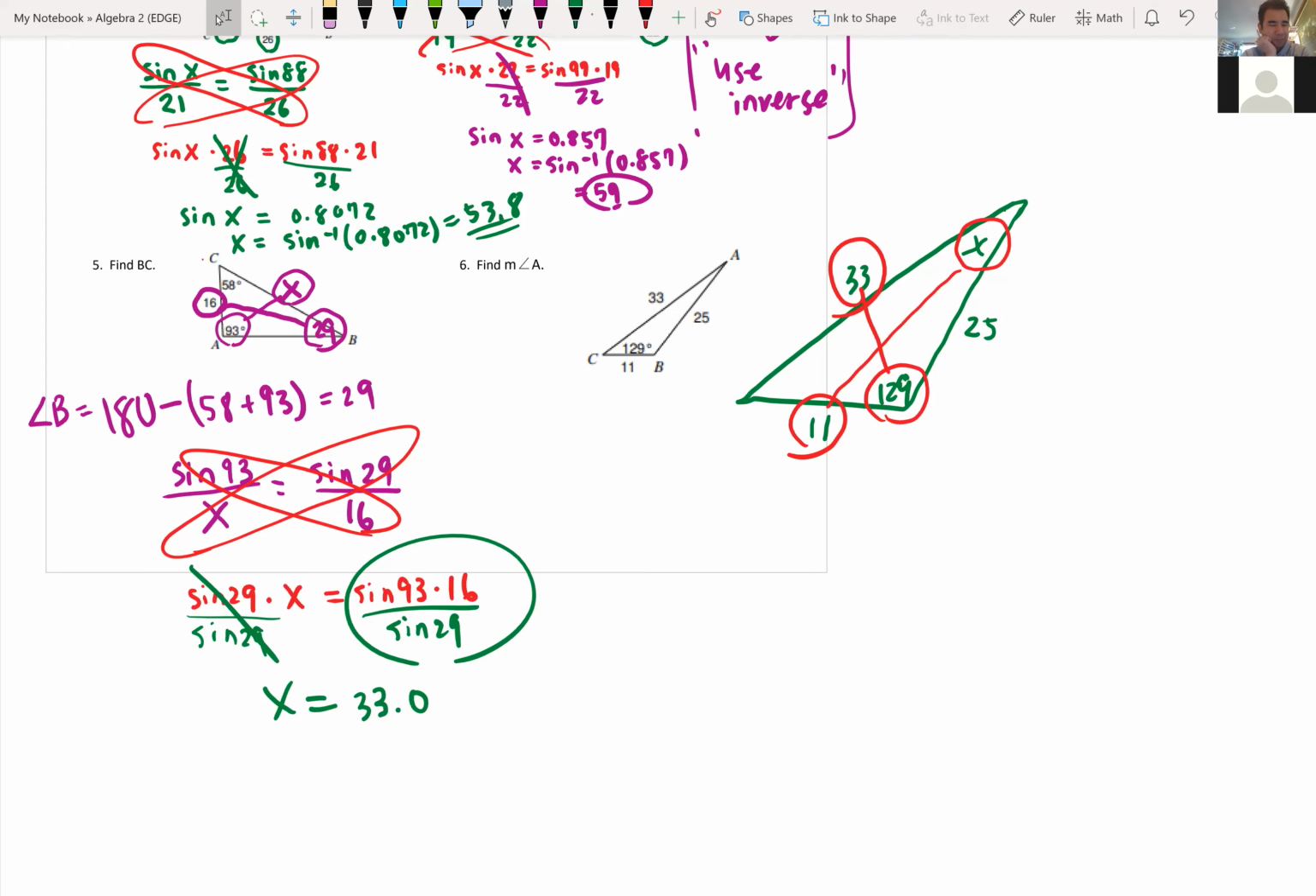You guys have the setup. So it should be sine of angle. I'm going to use x first. Sine of x is to 11. That's the first pair. And the other pair will be sine of angle, so I'm going to use 129, is to 33, the opposite side.